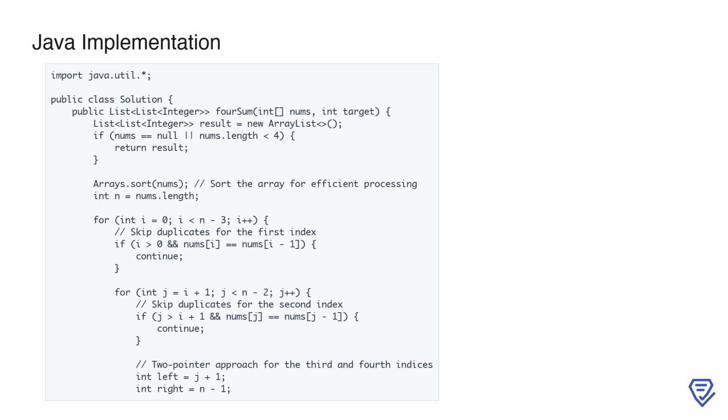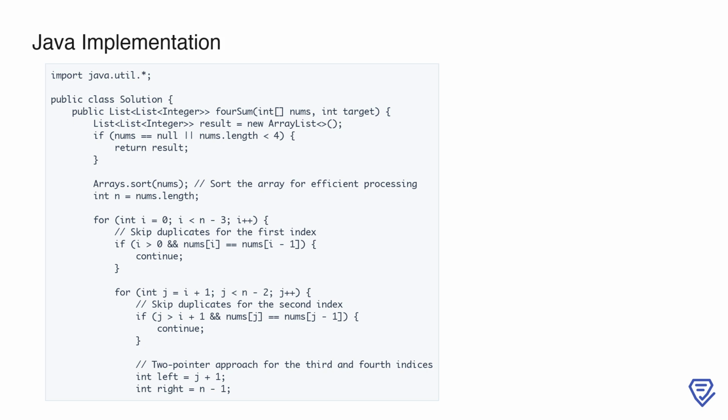Here, we begin by importing the necessary Java utilities and defining the class Solution. Inside it, we create the fourSum method, which returns a list of unique quadruplets from an integer array that sum up to a given target. First, we initialize an empty list called result.